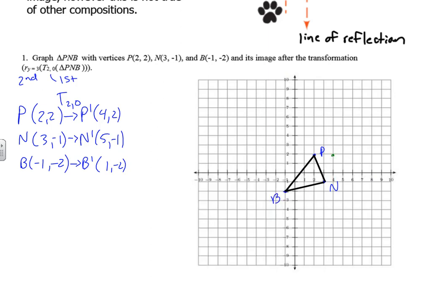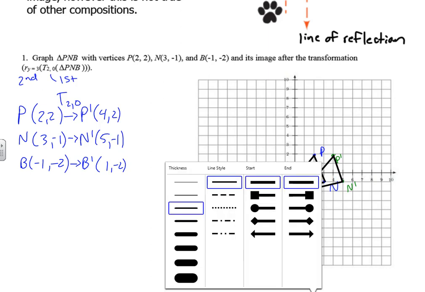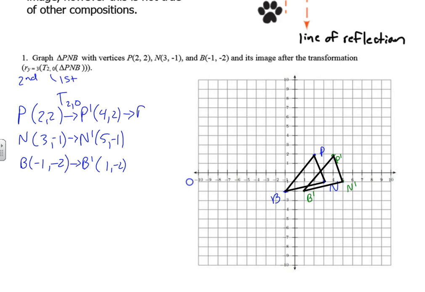Really, what are we doing? Everything is just sliding to the right 2. So that's P prime, this is N prime, and this is B prime, and we have that triangle. Now the next transformation we're going to do is a reflection across the line y equals 3. I'm going to call this P double prime, N double prime, B double prime. A reflection in the line y equals 3.